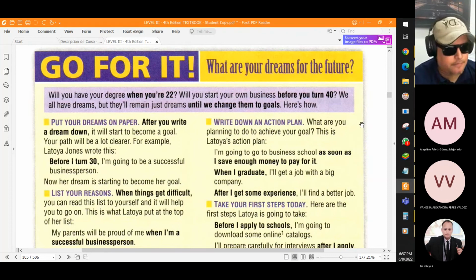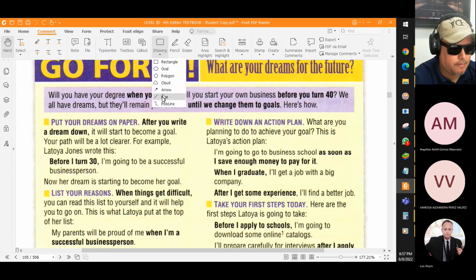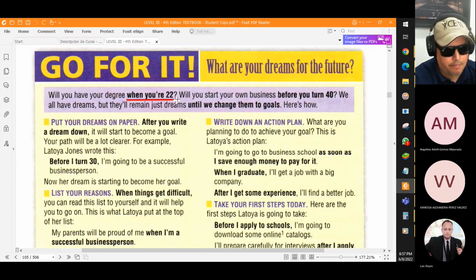What are your dreams for the future? Will you have your degree when you're 22? Will you start your own business before you turn 40? We all have dreams, but they'll remain just dreams until we change them to goals. Here's how. Put your dreams on paper. After you write a dream down, it'll start to become a goal. Your path will be a lot clearer. For example, LaToya Jones wrote this. Before I turn 30, I'm going to be a successful business person. Now her dream is starting to become her goal.